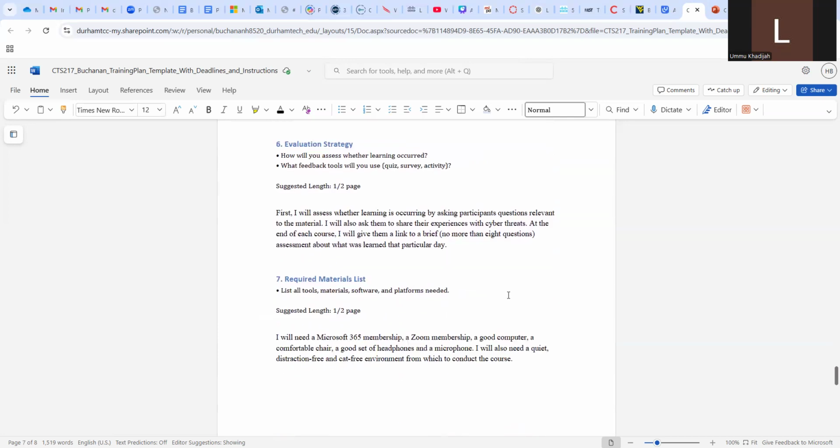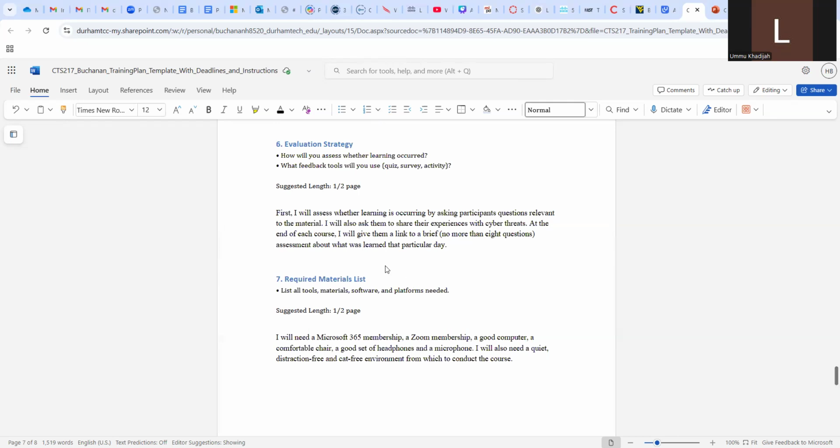For the evaluation, I would want to evaluate them while we're learning. So I want them to participate while we're learning because that's going to help them to remember it better and not just me droning on about it. So I would want them to participate and ask them questions at different parts and also ask them to share their experience or share their family and friends' experiences.